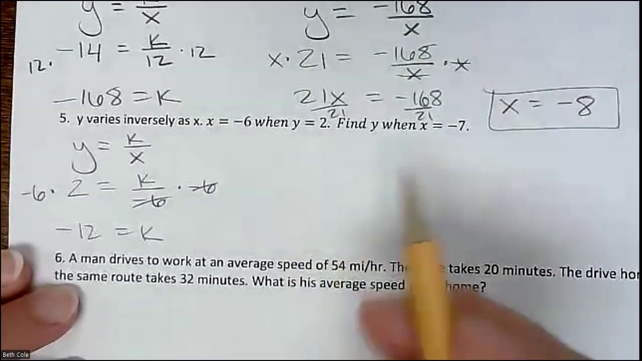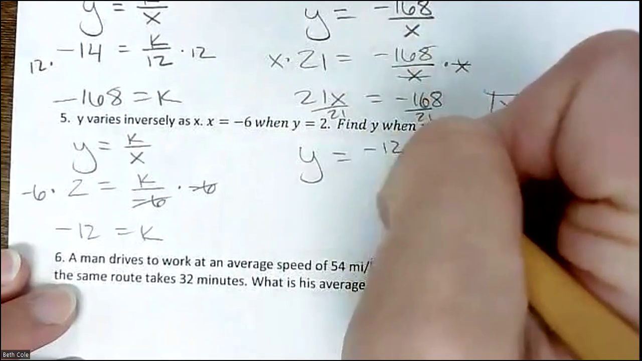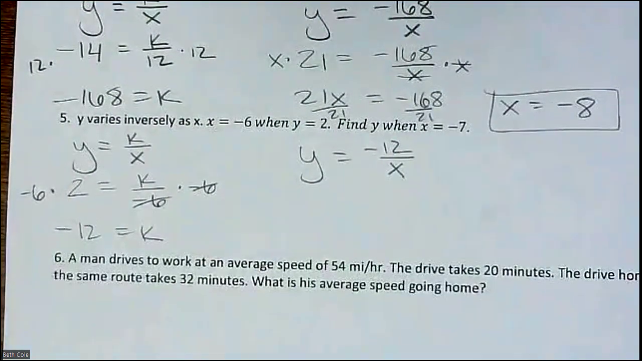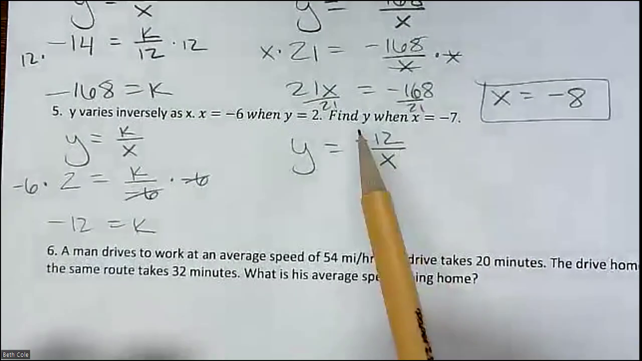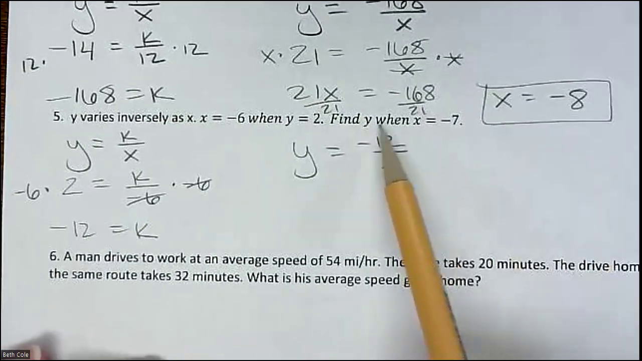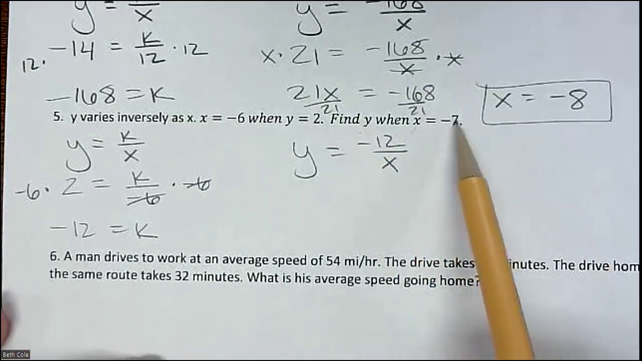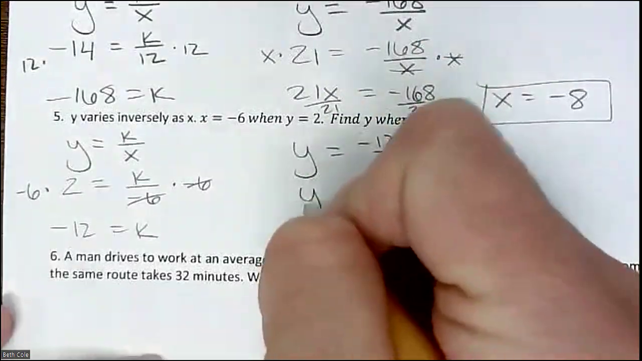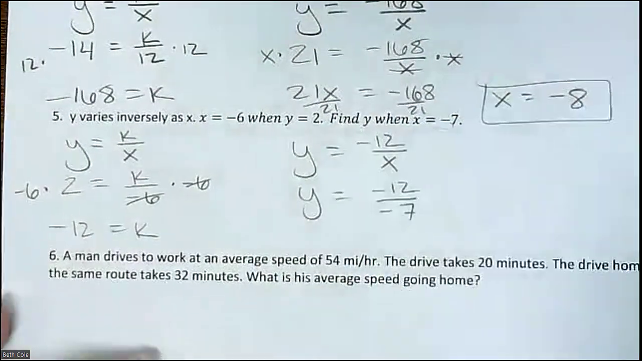So then you start back over, you're gonna write y equals -12 over x, because now we know what the k value is. And then you wanna go to wherever it says find in the problem. What are we trying to find? Find y when x is -7. So you're gonna put in -7 for x.